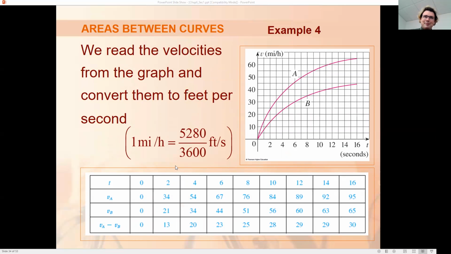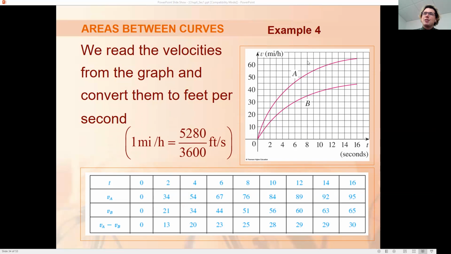Further, can we actually calculate that distance? Well, this graph is labeled very nicely. So if we really wanted to, we can say that each of these boxes is representing 1 second in the horizontal direction, and each box is representing 5 miles per hour in the vertical direction.